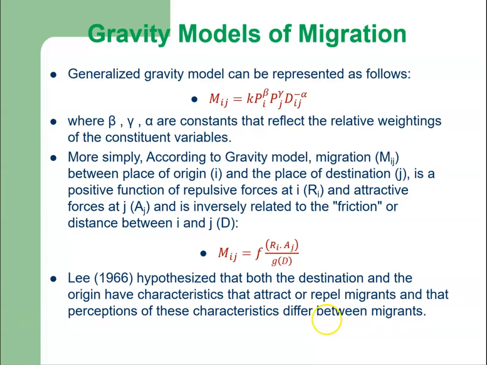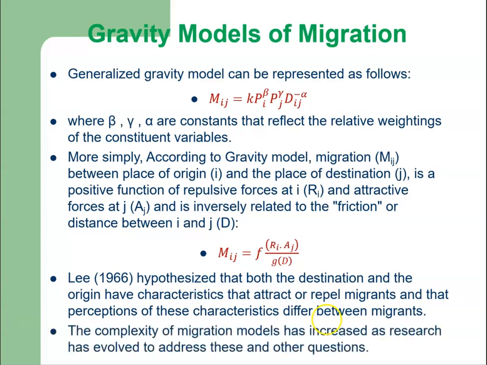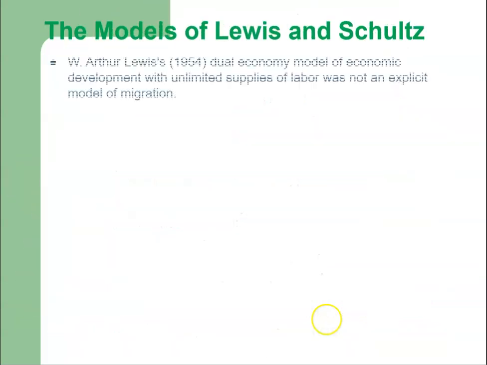Lee in 1966 hypothesized that both the destination and the origin have characteristics which attract or repel migrants, and that perceptions of these characteristics differ between migrants. The complexity of migration models has increased as research has evolved to address these and other questions. Then there are some other models, and those were propounded by Lewis and Schultz.